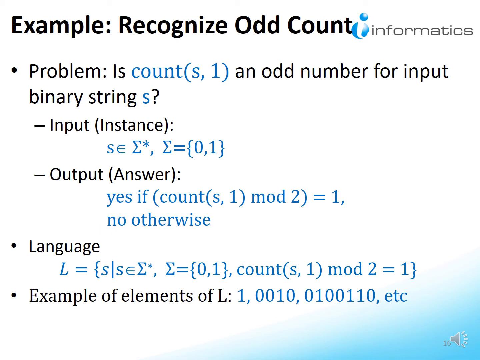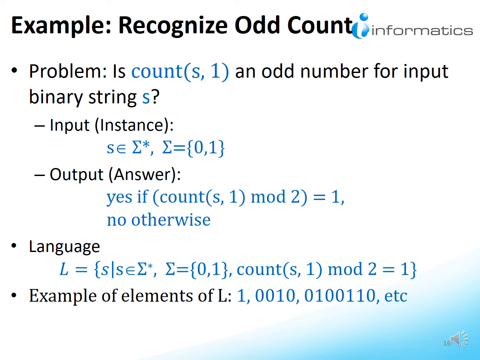For this problem, the corresponding language is L, specified as the set of strings s belonging to sigma star, where sigma equals 0, 1, and the count of 1s in s, mod 2, equals 1. In other words, an odd number of 1s.